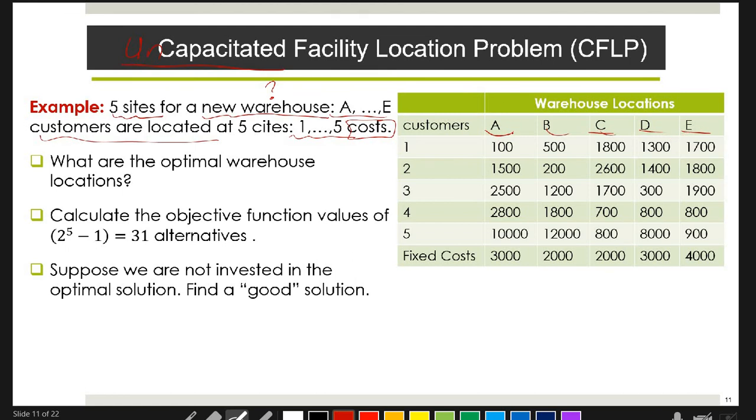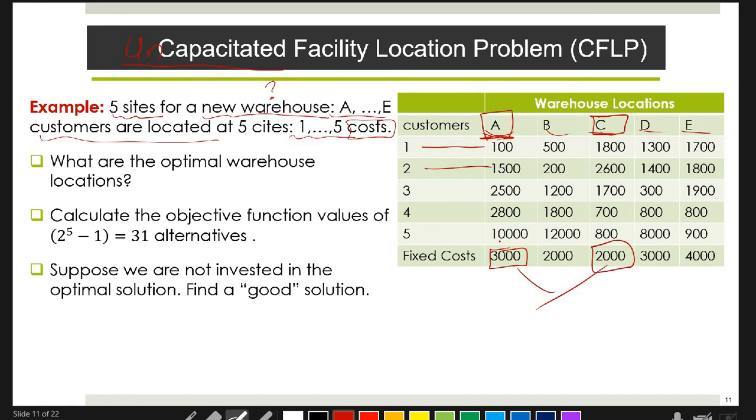If you establish a facility only to A, then you will pay only this cost. But if you decide to establish facilities to A and C, you will pay this one plus this one as the fixed cost. Okay? And you will pay it only one time for an established facility. What do I mean? For example, you establish this facility A and assign this customer 1 and 2 to A.